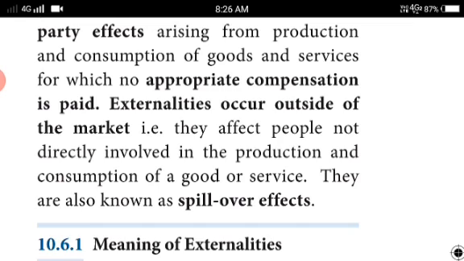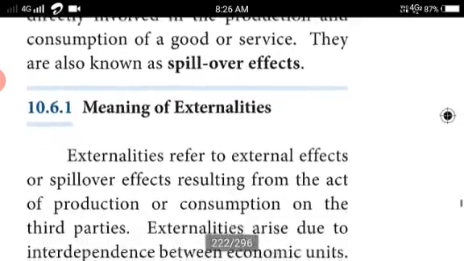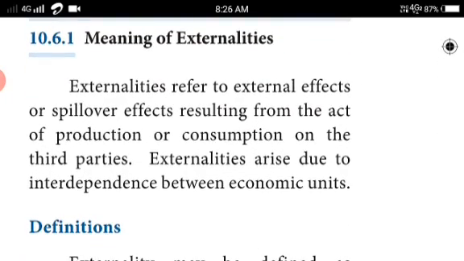What are spillover effects? The externalities. It may be asked in your one mark question. Externalities are spillover effects, which affect people not directly involved in the production and consumption of goods and services. What is the meaning of externalities? It refers to external effect or spillover effect resulting from the act of production and consumption on third parties. The third party means somebody other than those making the production and consumption, who is indirectly affected.